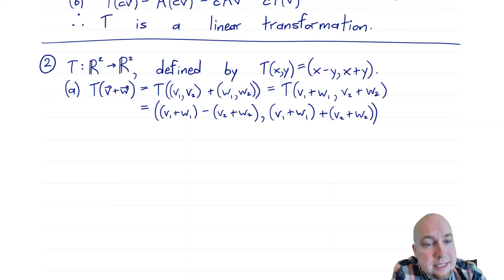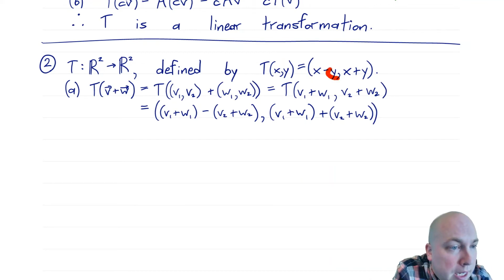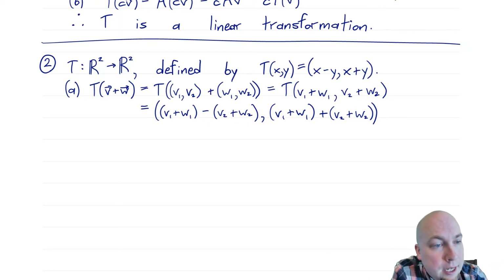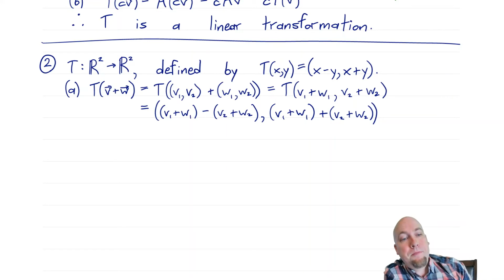And then in this next step, I'm using the definition of T. The output of T is the first entry minus the second entry, and then the first entry plus the second entry. So I'm taking the first entry, V1 plus W1, and subtracting the second entry, V2 plus W2. That gives me my first output entry. And my second output entry is just the sum of the two inputs: V1 plus W1 plus V2 plus W2.